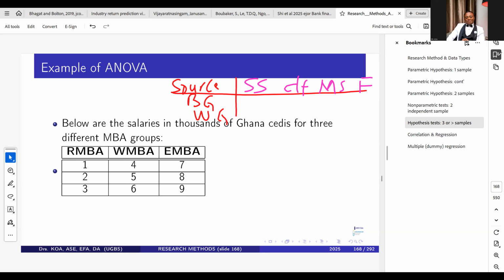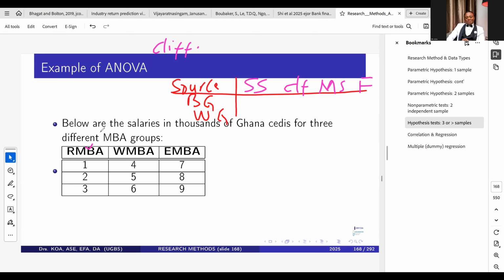Okay. So first, let's look at the first column, source. Look at the word ANOVA. The word ANOVA is analysis of variance. Variance means differences. So when you look at the first column, it says between group differences. That's a BG. Between group differences. And the second row is the within group differences. Now, is that true? And the answer is yes.